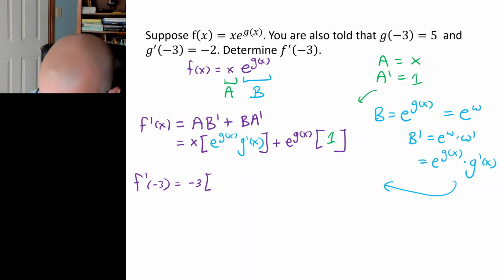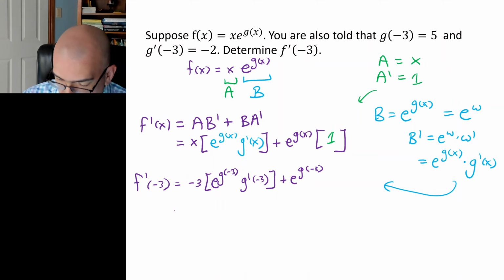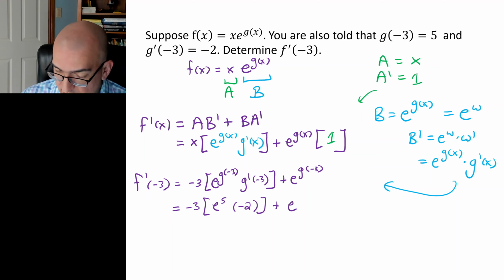Lucky I said fuss. E to the g of x, this is supposed to be p g, so e to the g of negative 3 times g prime of negative 3 plus e to the g of negative 3. We don't need to have that multiplication by 1 anymore. Now plug in the data from the question. Negative 3 times e to the g at negative 3, which is 5, times g prime at negative 3, which is negative 2, plus e to the power of 5.